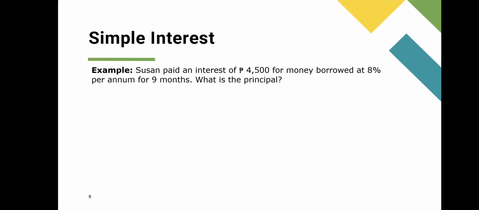Next problem. Susan paid an interest of 4,500 pesos for money borrowed at 8% per annum for 9 months. What is the principal amount? This time we're looking for the principal amount. If you still remember from the list of our formulas, P is equal to I over R times T. So what do we know?